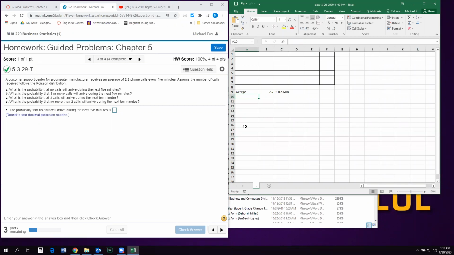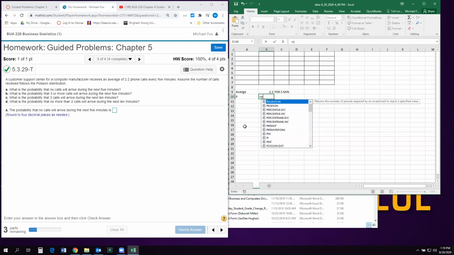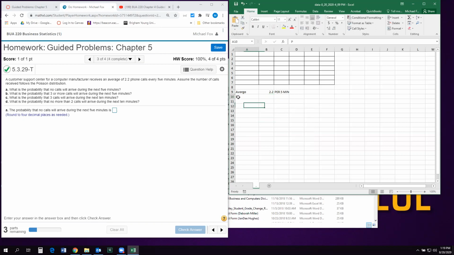So to get our big P, which is our probability, we're going to use the function equals Poisson.dist. I'll label this one X, and then here I'll put P equals Poisson.dist, X, our mean or average is right here, and then again, cumulative, true or false.